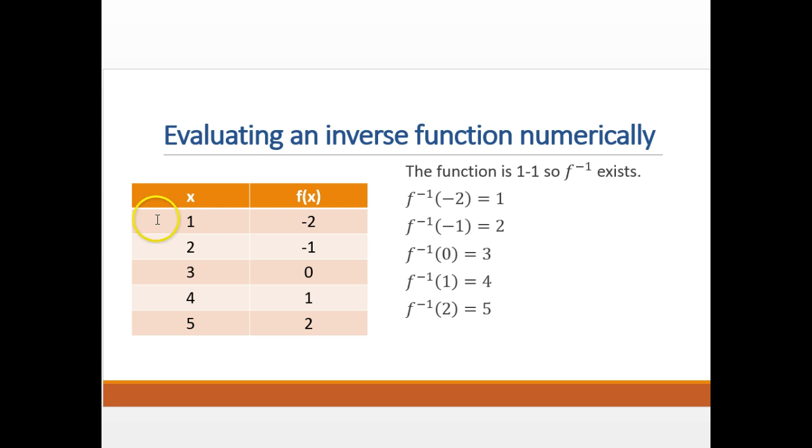Let's look at it numerically. Here we have a table of x values and f of x values. I want to find the inverse function. Remember the inverse function just swaps the domain and the range. So the point 1, negative 2: this was the domain of f, this was the range of f. So f inverse of negative 2 equals 1. It just goes in the opposite order. f inverse of negative 1 equals 2, again the opposite order. f inverse of 0 equals 3. f inverse of 1 equals 4. f inverse of 2 equals 5. It maps back in the exact opposite order. It takes our ordered pairs and it reverses them.